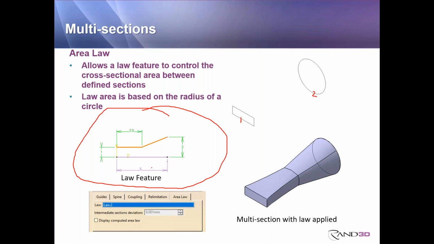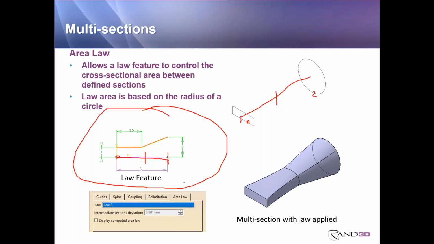Now when you make a law, the law consists of 2 sketches in this case. There's a straight line sketch down below here, and this represents the length of this multi-section. Where this first point is right here, that's where the multi-section begins. When I'm all the way over here at the other end of this curve, that's where the multi-section ends. When I'm halfway down this line, I am halfway down my multi-section. So that straight line defines the percent distance along.